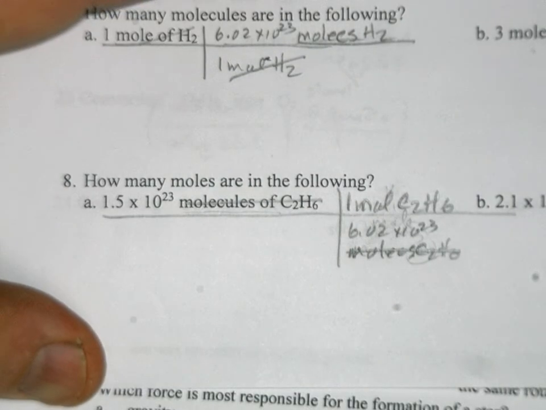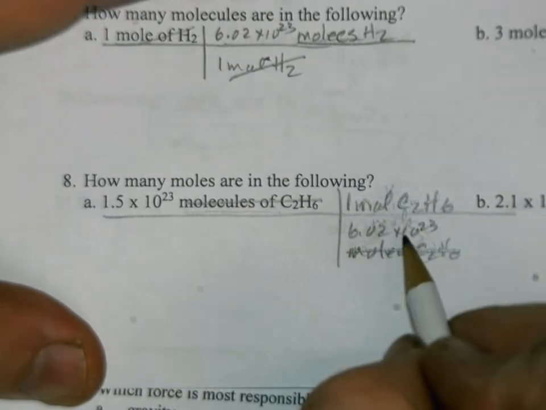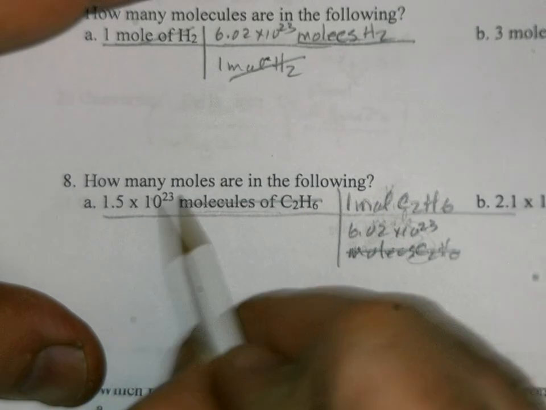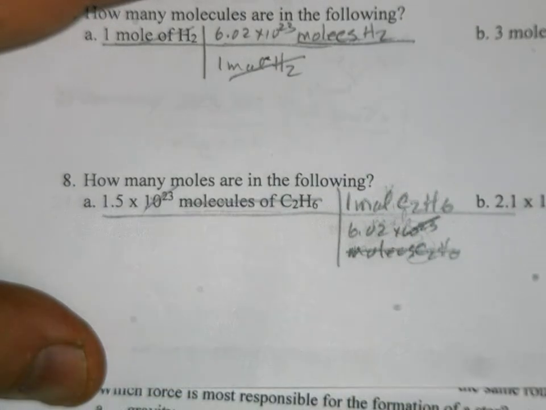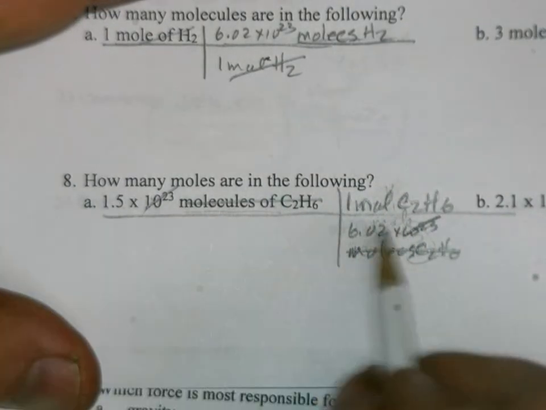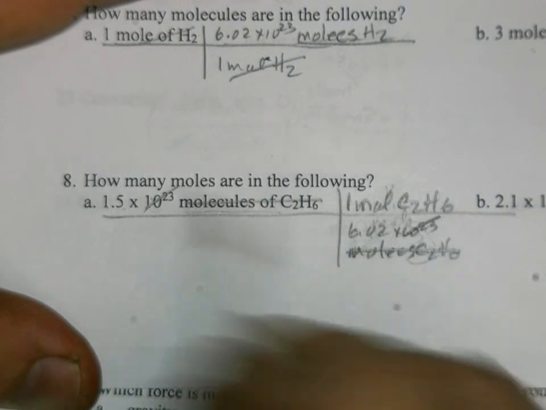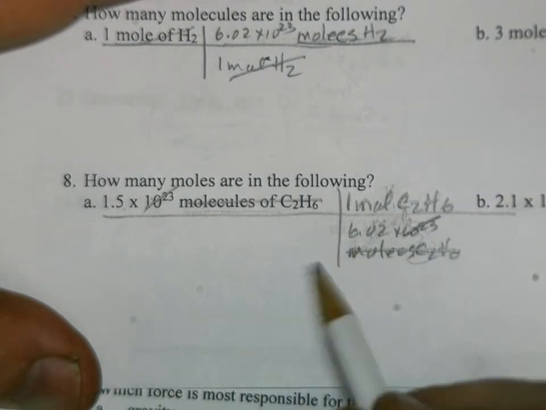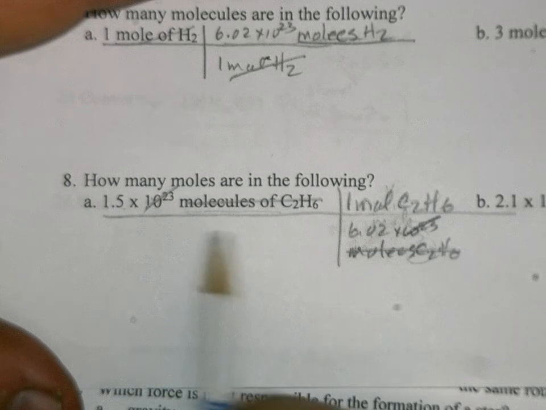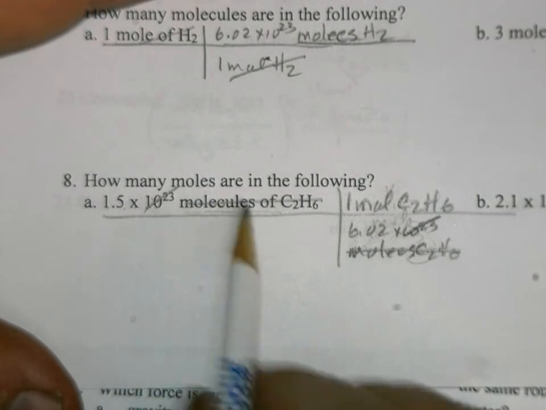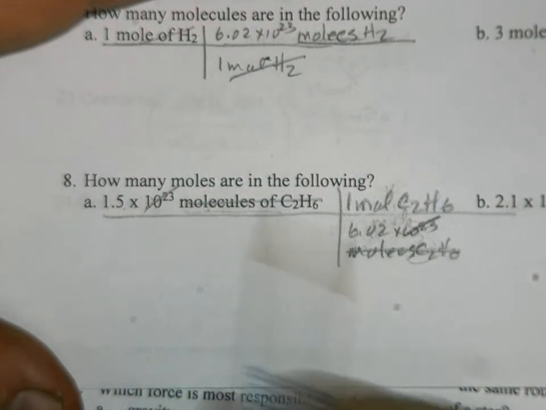Now, if you wanted to, you could even say, hey, look, we got times 10 to the 23 and times 10 to the 23. You could even cancel out those, and it becomes 1.5 divided by 6.02. Anyway, you work it out. But that's how you do it. You're looking for moles, given molecules, you need to divide by Avogadro's number.